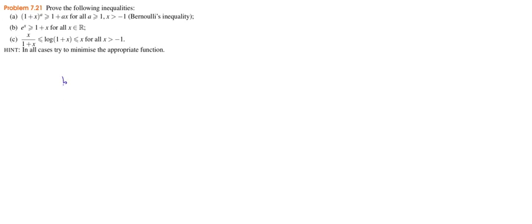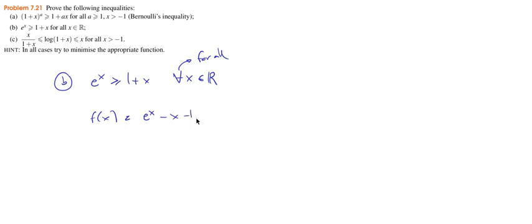So b, e to the x is greater or equal than 1 plus x for all x in R. Okay, this means for all. Now again, we call this function f(x) = e to the x minus 1 minus x, and what we need to prove is that f of x is greater or equal than 0, right?